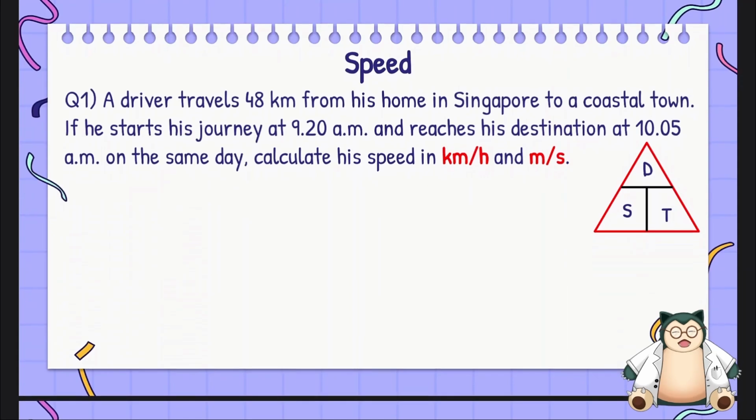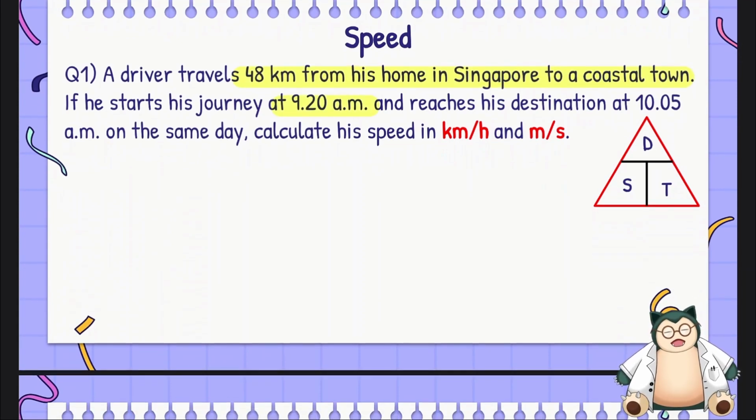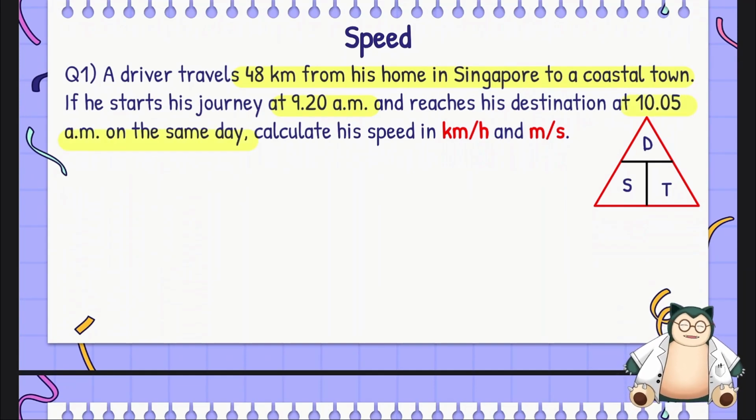So let's look at this question. A driver travels 48 kilometers from his home in Singapore to a coastal town. He starts his journey at 9:20 a.m. and reaches his destination at 10:05 a.m. on the same day. Calculate the speed in kilometer per hour and meter per second.